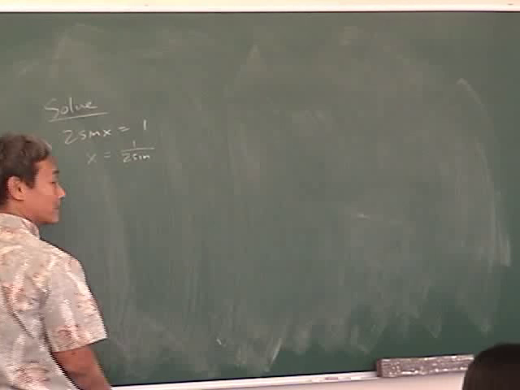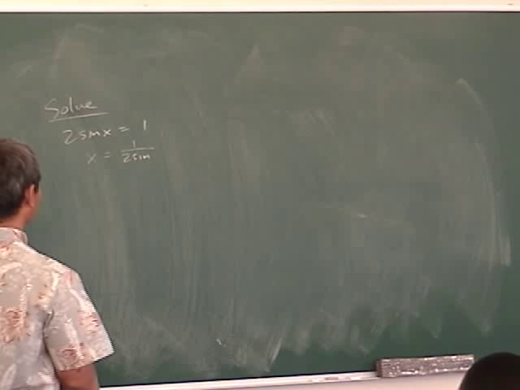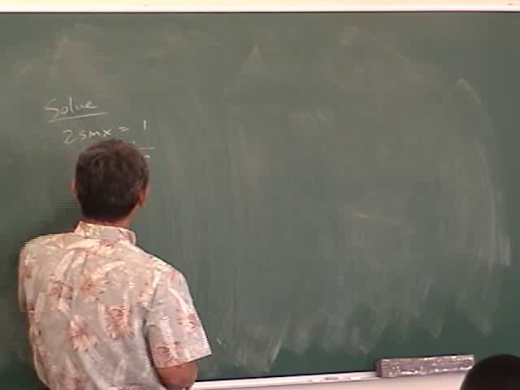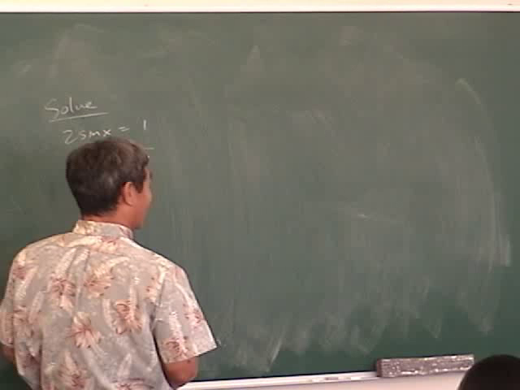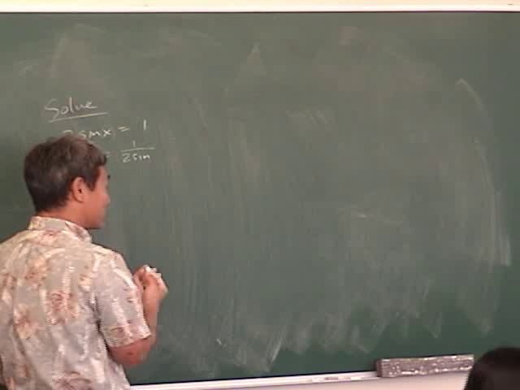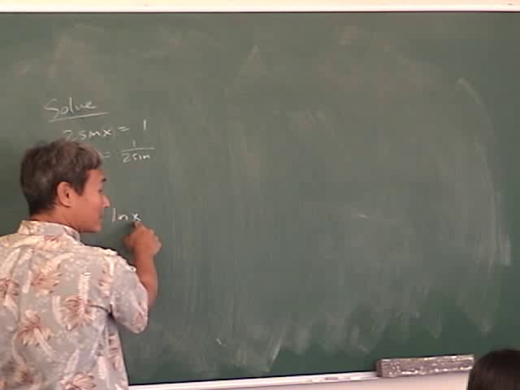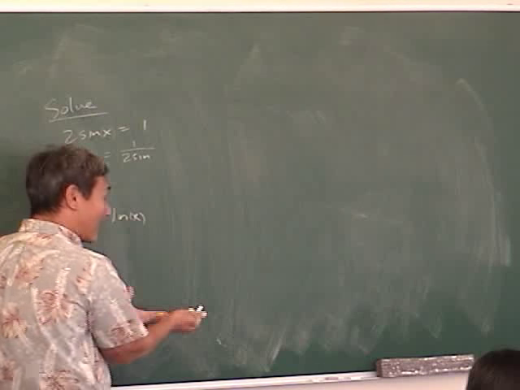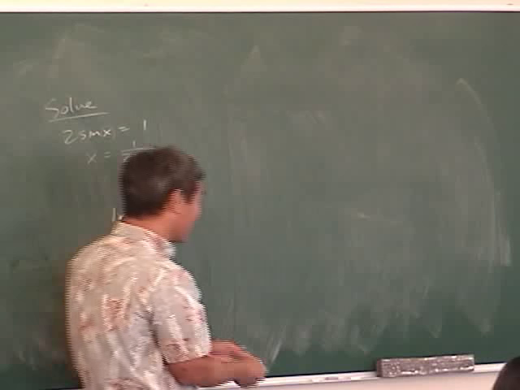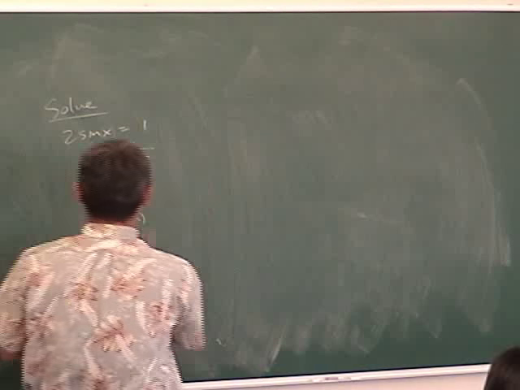You can't do that! Some of you think that's sin times x. It's sine of x. They go together. It's just like ln x. That doesn't mean ln times x. It means natural log of x.